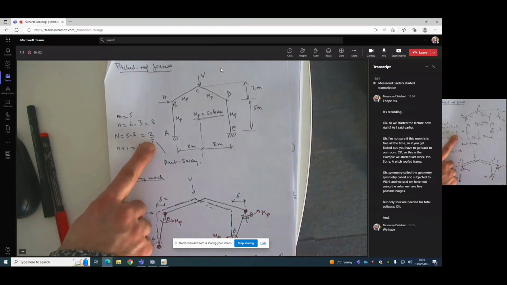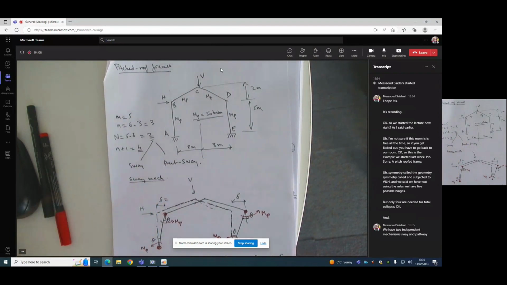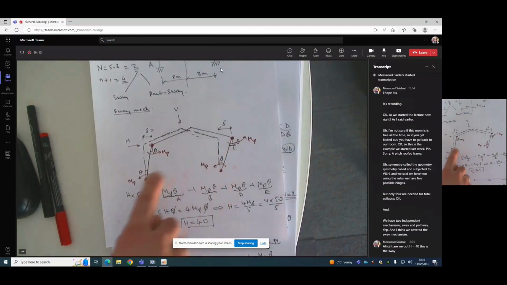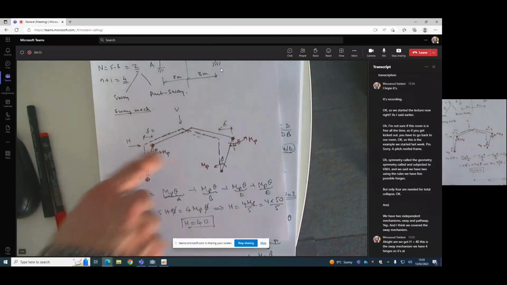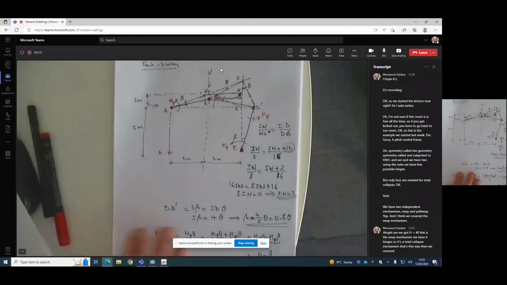And we have 2 independent mechanisms, sway and part sway. I think we covered the sway mechanism, and we got H equals 40. This is the sway mechanism. We have 4 hinges, so it's a total collapse mechanism. That's a sway.